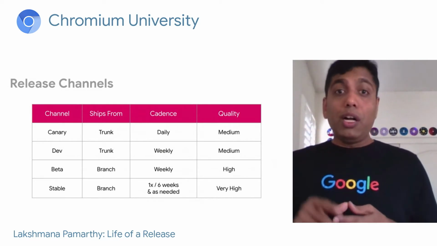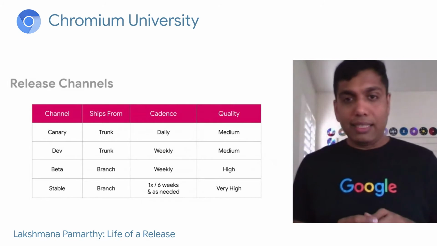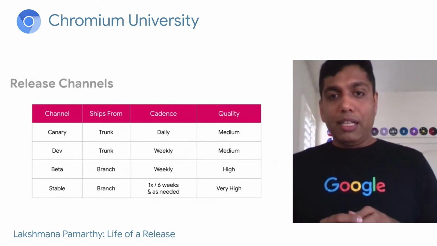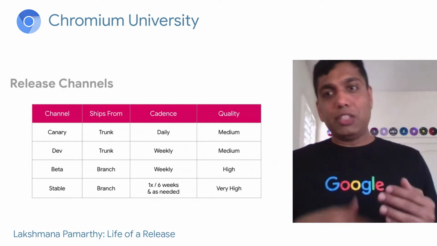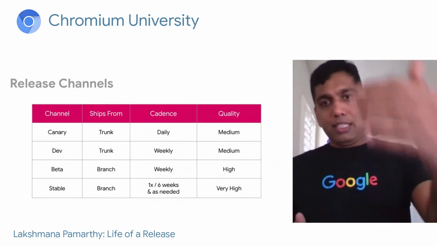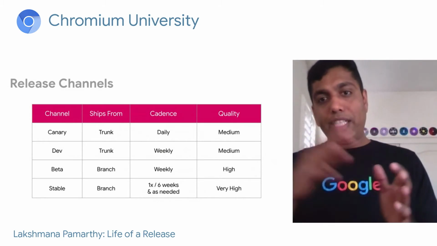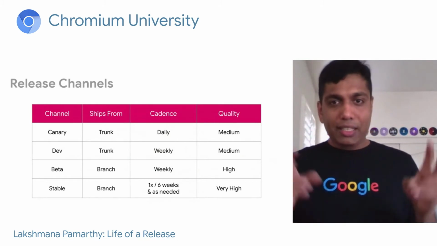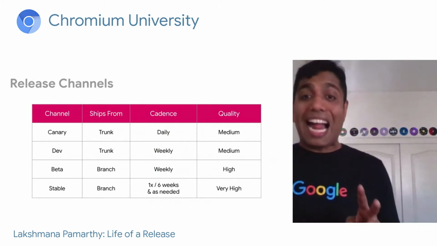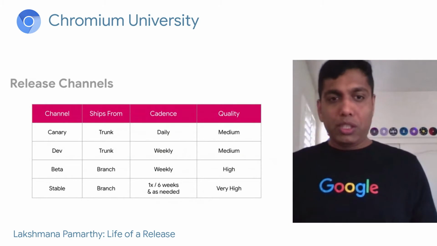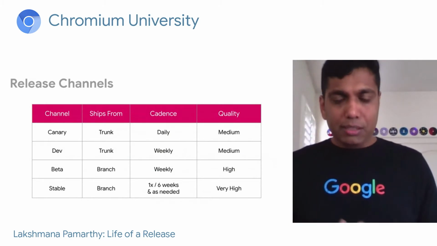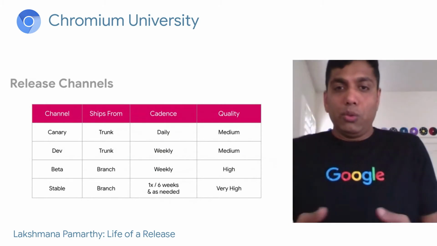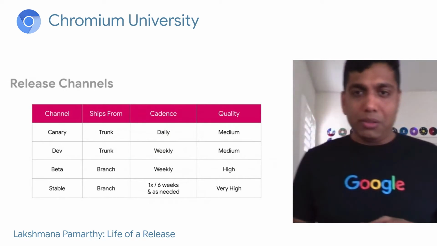We also do what we call a refresh. So sometimes what happens is we put a stable out, and there are some changes we wanted to get out. So instead of waiting for 6 weeks, we also refresh the stables. That's why you see 1x/6 weeks and as needed. So if it's an important fix, a lot of people need that, we think it's important, like a security fix, we do a refresh/respin to the stable channel.